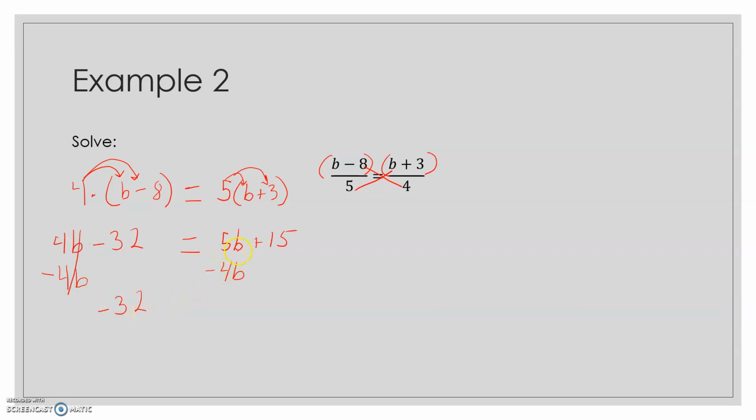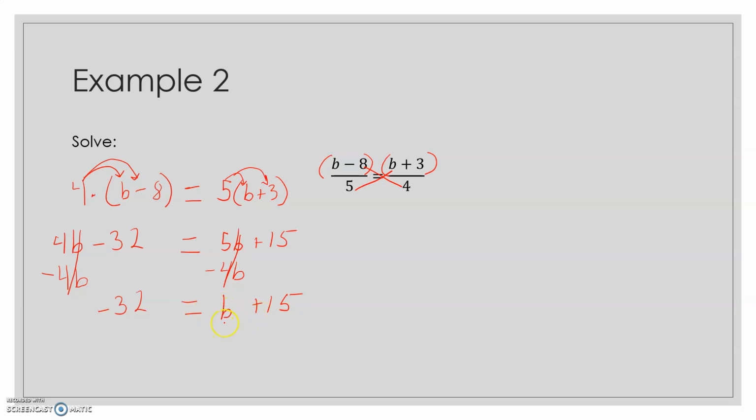And then on this side, 5b minus 4b gives us 1b, or just b. Those two things are the same. And then 15 and nothing else gives us still 15. And bring down our equal sign. All our variables are now on the same side, so our last step is get the variable by itself.